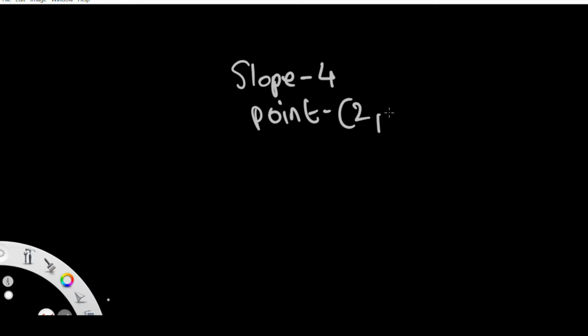So now let's do a few practice problems. Rewrite in slope-intercept form. We have slope 4 and a point at 0.25. To find the y-intercept, we could first graph it.